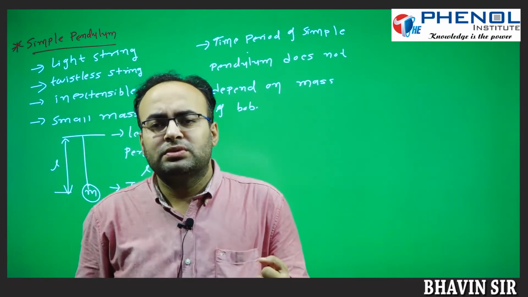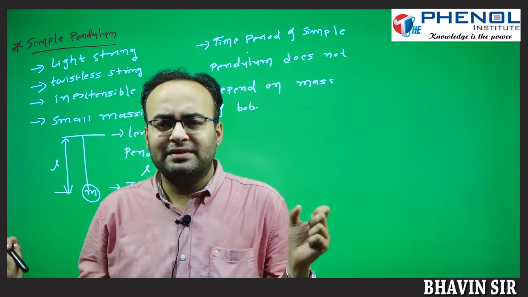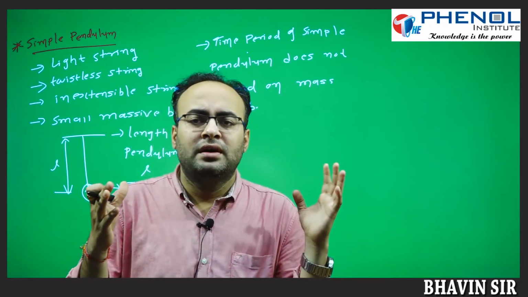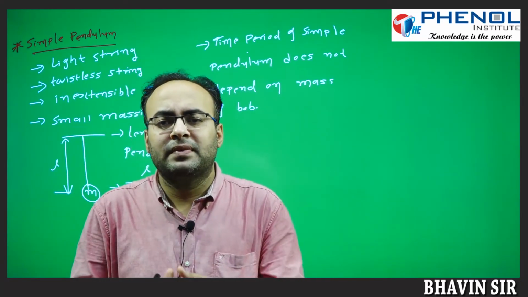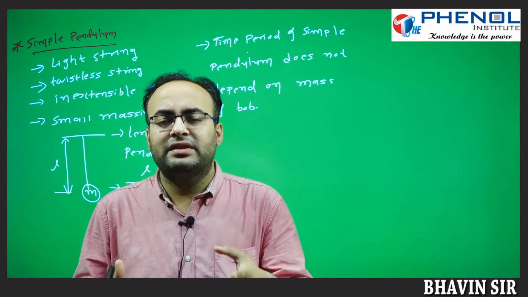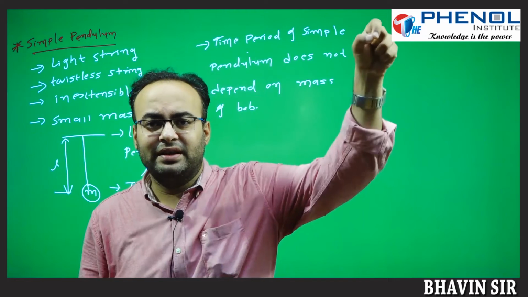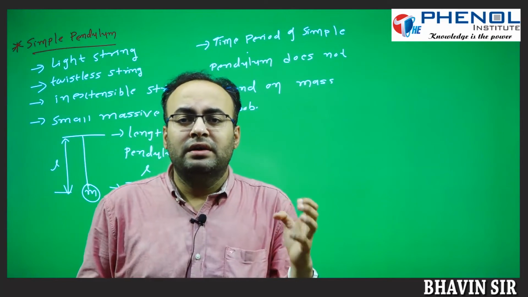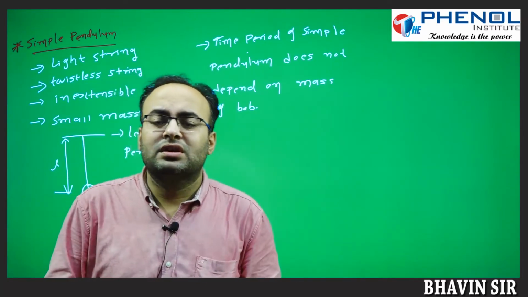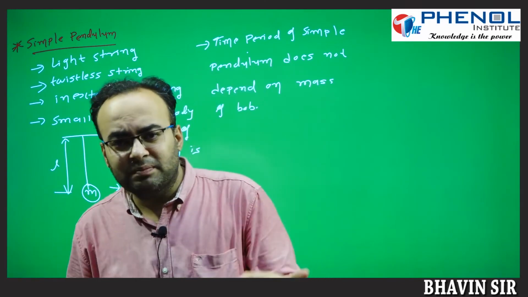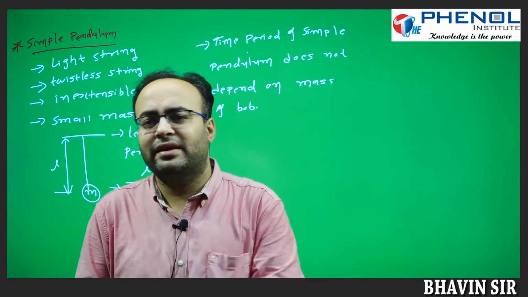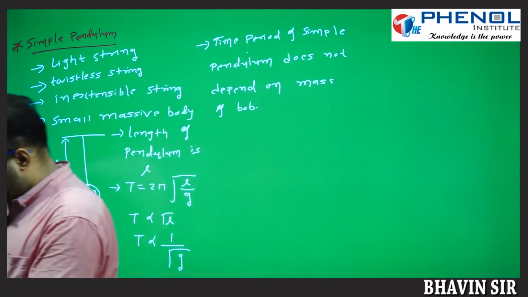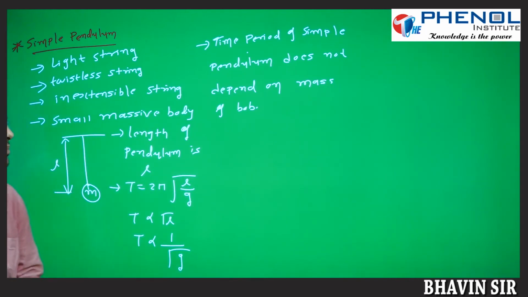Compound pendulum means what, students? Only one difference: here we use a light string and connect a small massive body, but in case of compound pendulum, we connect a rigid body with the string. Rigid body means, suppose we connect a disc and the disc is rotated, we connect a rod and the rod is rotated, we connect a ring and the ring is rotated, then it is a compound pendulum. But in the simple pendulum, a small massive body is connected with the string.